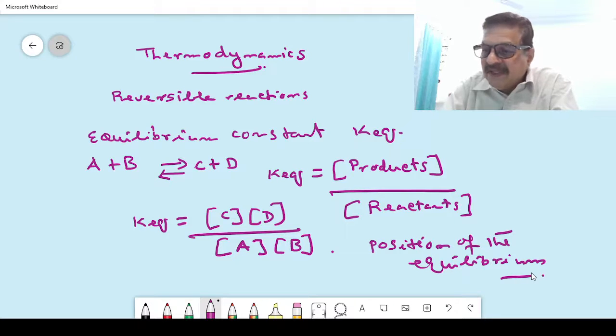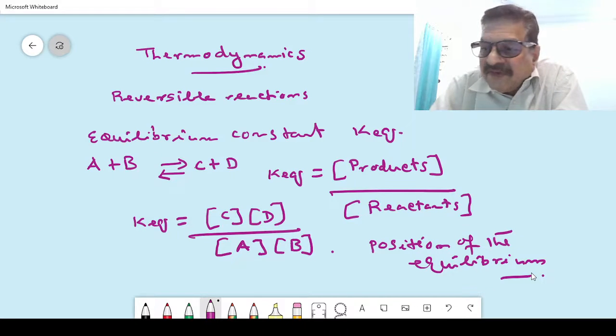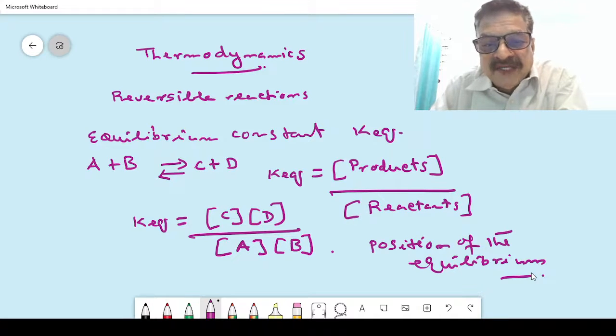The position of the equilibrium, that is the equilibrium constant, will give you an idea whether the starting materials predominate in the reaction or the products predominate in the reaction. Correct? So the equilibrium constant will tell us about the position of the equilibrium. That means the relative concentrations of the products as well as the reactants here. The relative concentrations mean how far the reactants have been converted into the products.